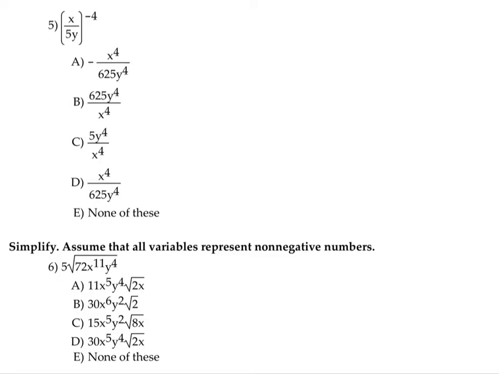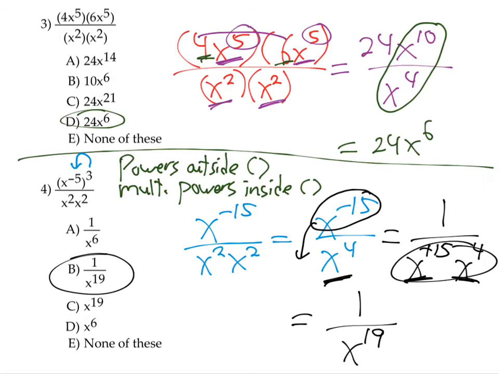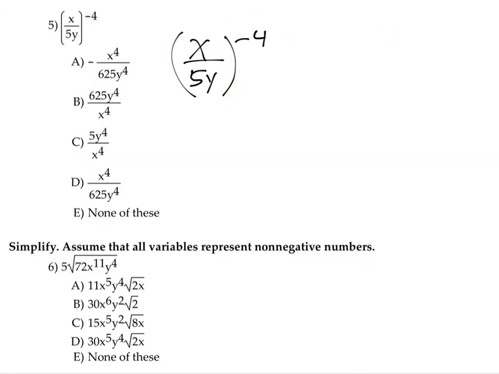How about number 5? X over 5y to the negative 4. So, what's our first step? What was the rule I wrote right here? Yeah. So I got a power outside the parenthesis. So he's going to come in and multiply that power, and multiply that power. We're going to get x to the minus 4 over 5y to the minus 4.